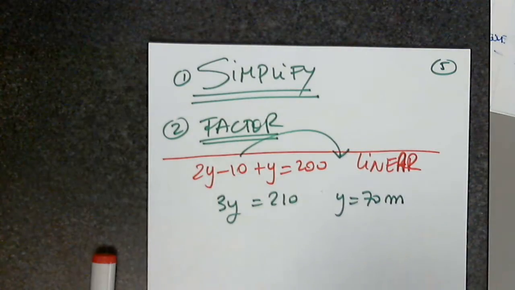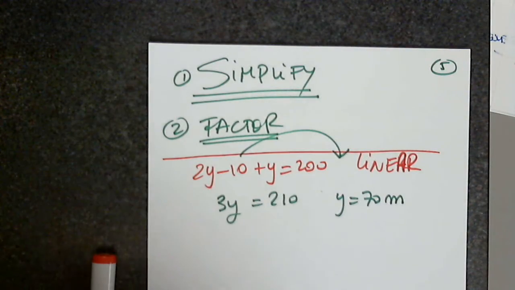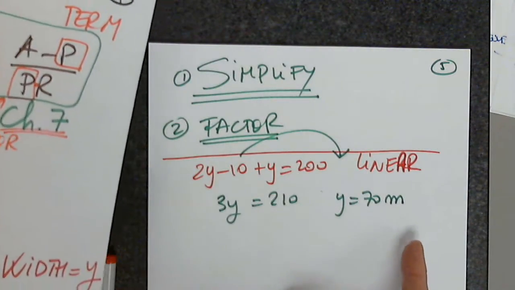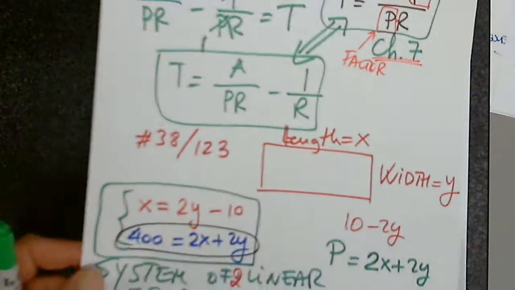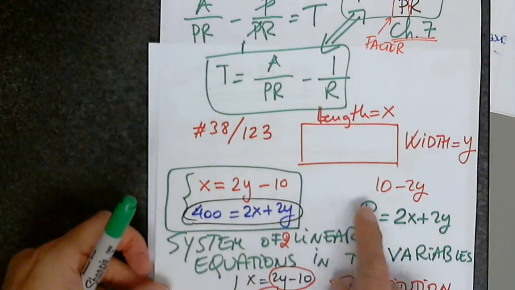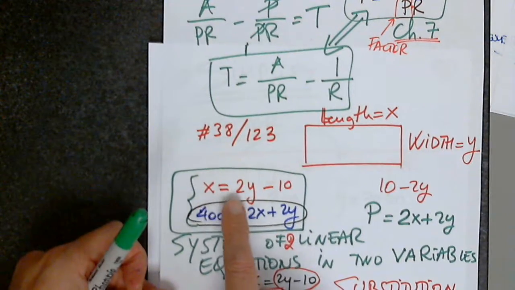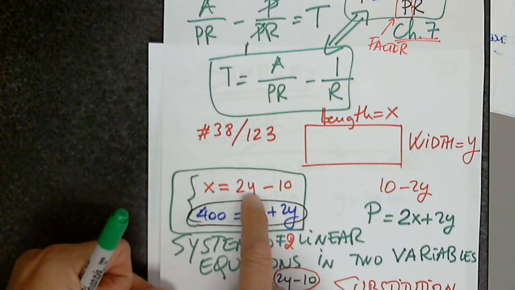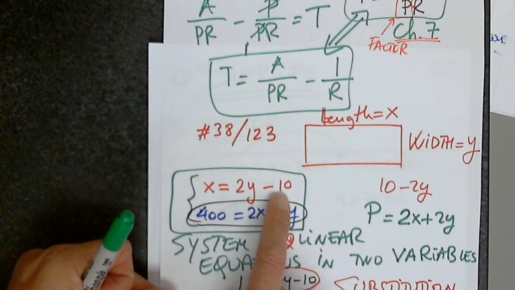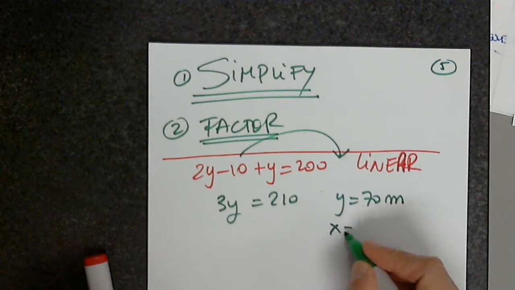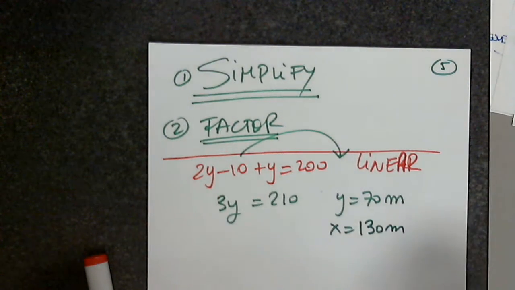Now, is this good enough? I don't care what they asked me to do. They said find the length. Okay? That's fine. But that's not good enough. I want to find the width. Now, this was the width. I want to find the length now. 2 times 70, 140 minus 10. That's it. So I know now that x equals 130 meters.